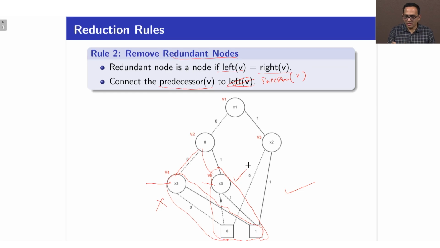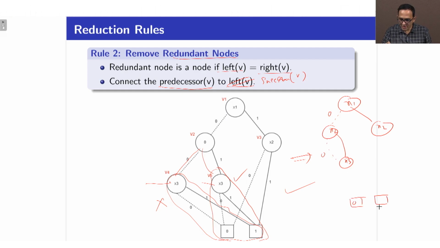Then the modified graph will be like this: x1, x2, and here x2, this is 0. Then I just keep one x3, and whether the value is 1 or 0, I will go to this x3, because the rest of the things are the same. I just keep one of them, 0 and 1, and here also 0 and 1. This is the modified version of the BDD.